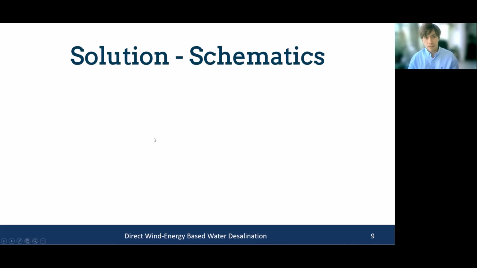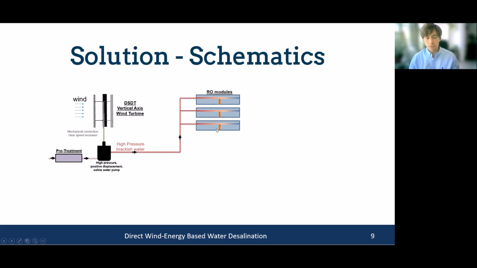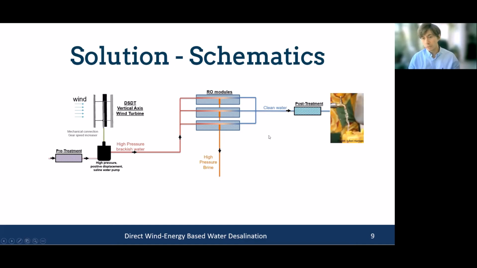So let's go over the schematic of the solution. We have a dynamic stall-driven wind turbine, and it's connected with a gear speed increaser to a high-pressure positive displacement saline water pump. The water goes through a pretreatment system, and is pressurized to high pressure. And this high-pressure brackish water or saline water goes through reverse osmosis modules that give us clean water that goes through a post-treatment system, and high-pressure brine. And we can use the clean water for drinking or any other human uses.